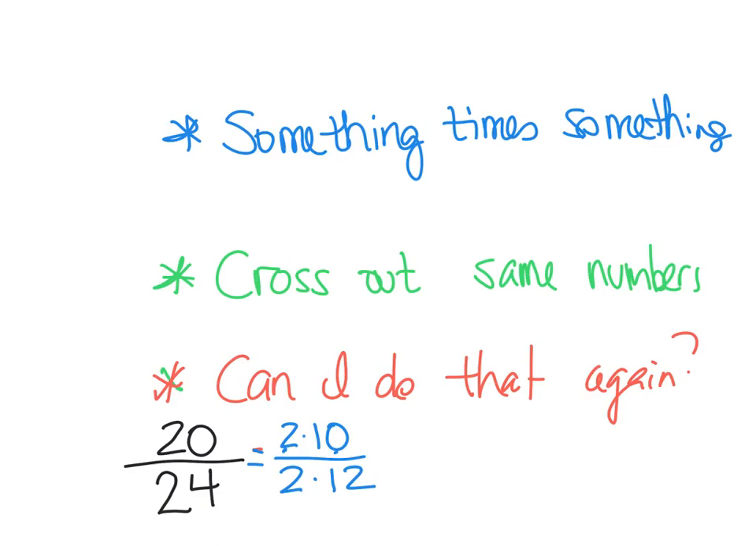So now I can cross out the 2's because they're the same. They become 1. Now I'm left with 10 over 12. But since they're both even, I can try and do it again. When I notice a number's even, I know that means 2 goes into it. That means 2 times something has to be 10. 2 times 5 is 10. 2 times something has to be 12. 2 times 6 is 12. I'm crossing out the numbers that are the same. They become 1. And now I have 5/6 as my answer.